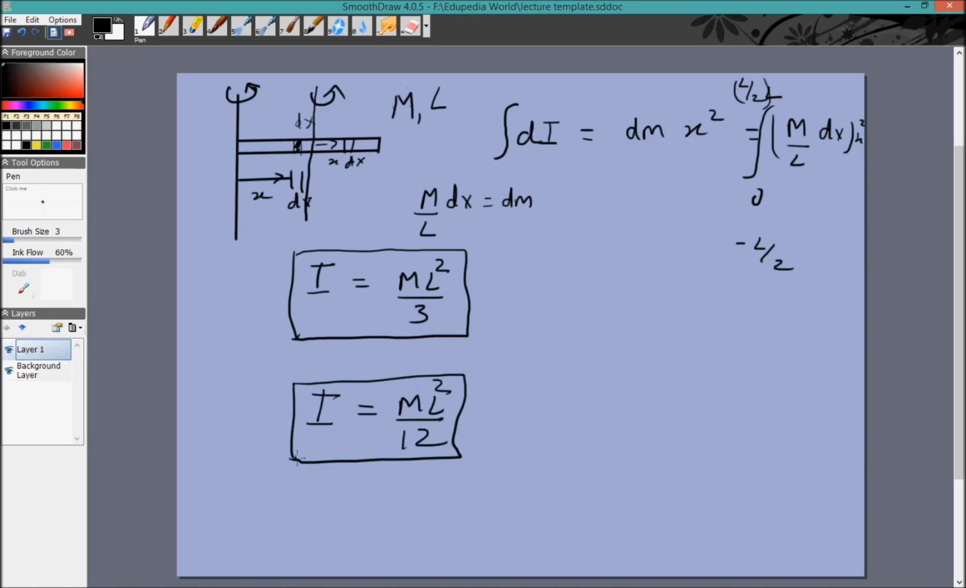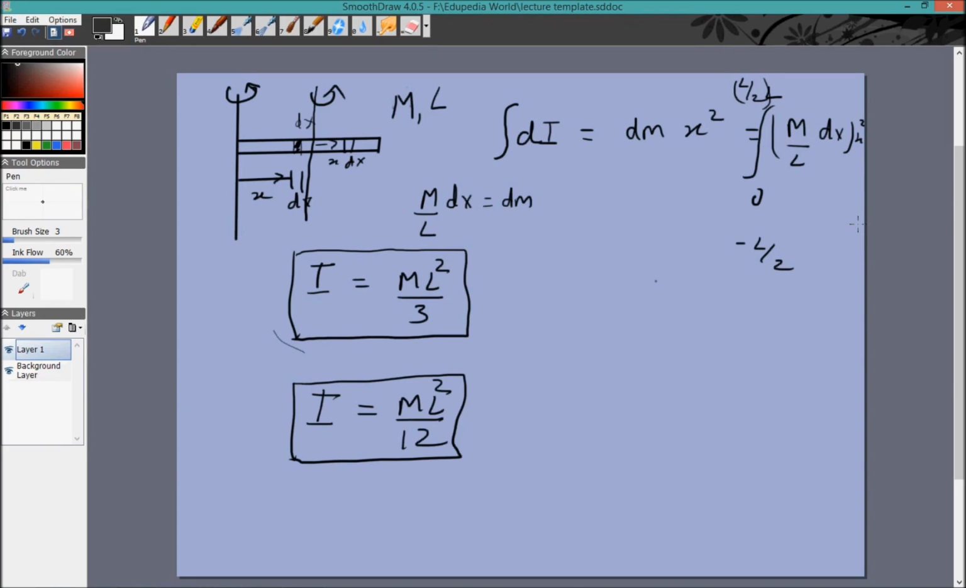So again we see that to rotate an object through the center is easier than to rotate an object through the edge, right? You can try to verify this at home and I'm sure you'll get the same result. X squared dx will integrate to be L cubed by 3, right? And we'll take L by 2, that is L squared by 4, right? And divided by 3, so it's L squared by 12, right?